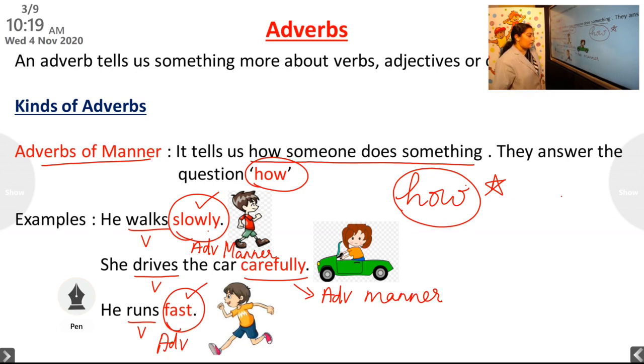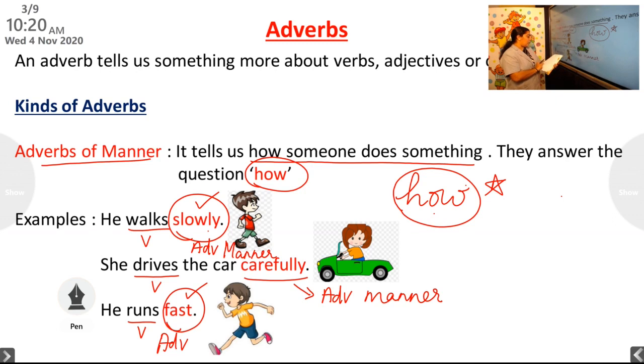It is an adverb of manner. Why is it an adverb of manner? Because an adverb of manner tells us how someone is doing something. So that kind of adverb is an adverb of manner, and the question word you have to ask is how. Always remember to ask the question word how.